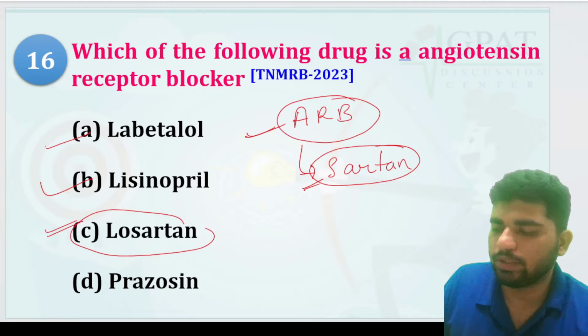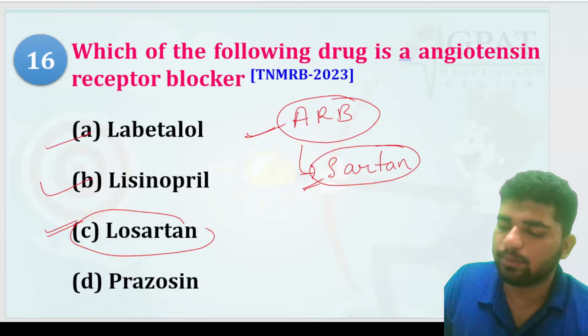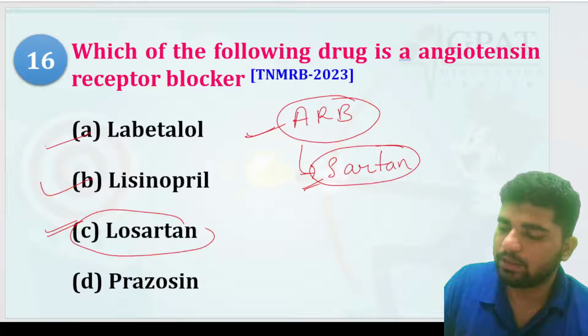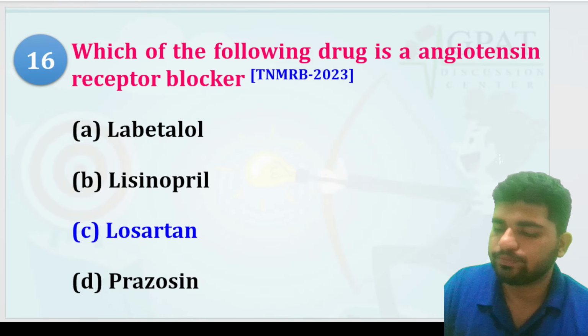Labetalol is an alpha plus beta blocker. Lisinopril is an ACE inhibitor. And prazosin is an alpha 1 selective blocker. Okay, losartan.